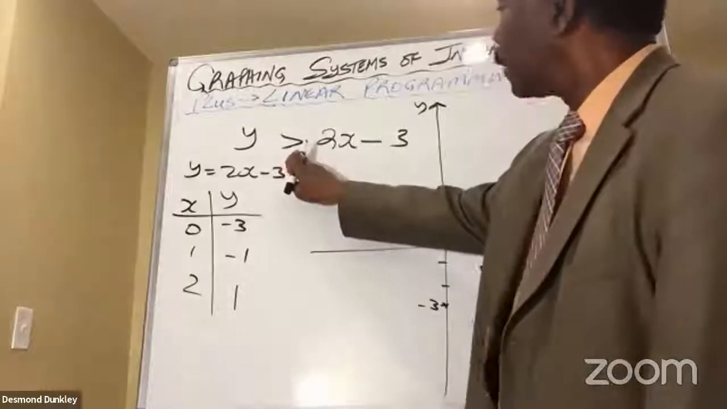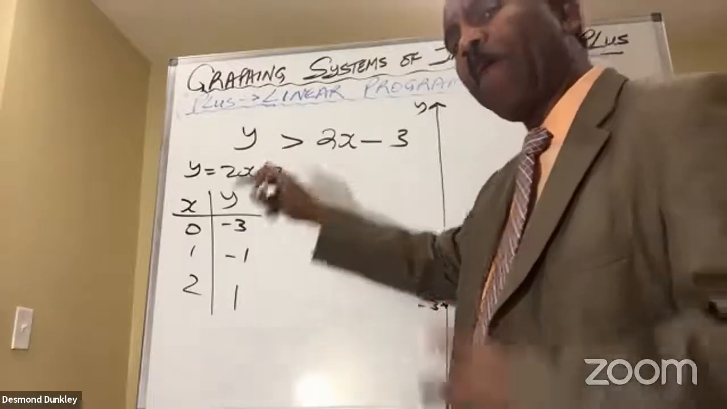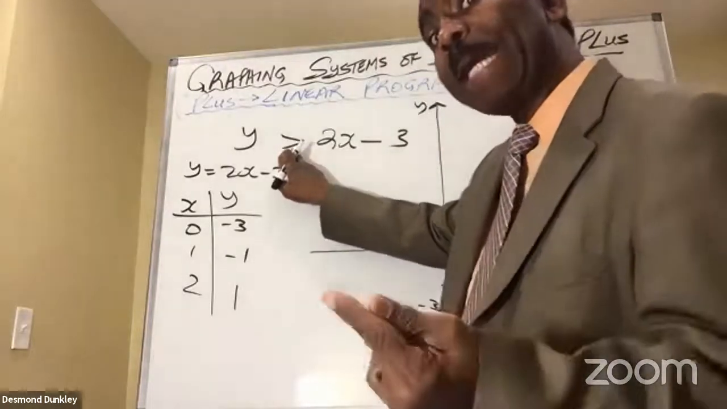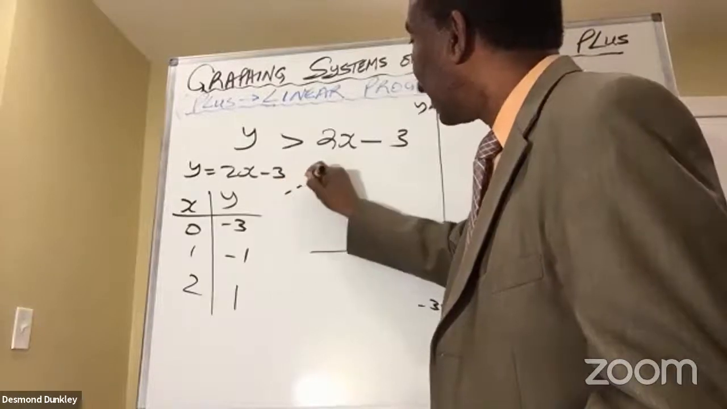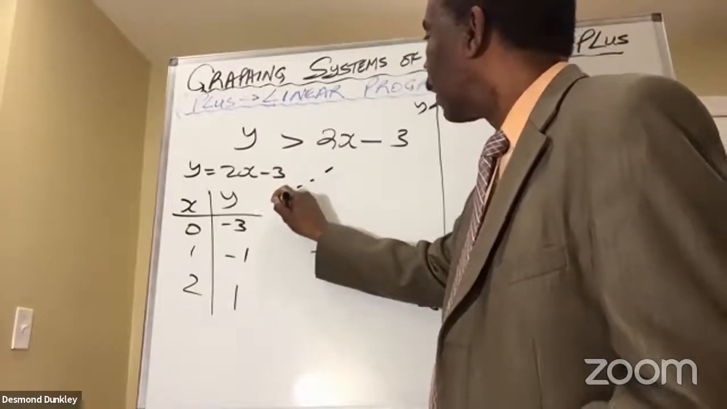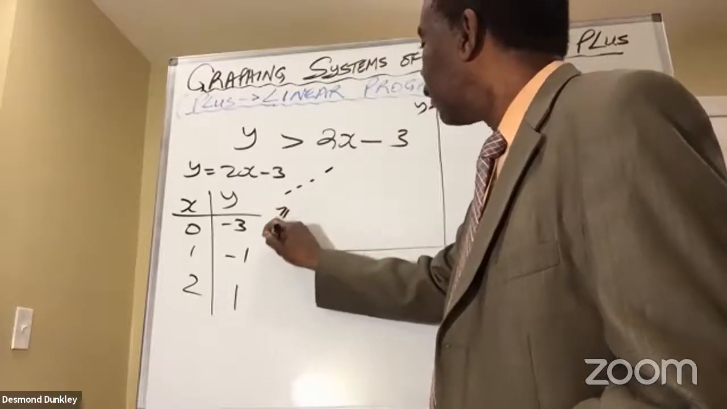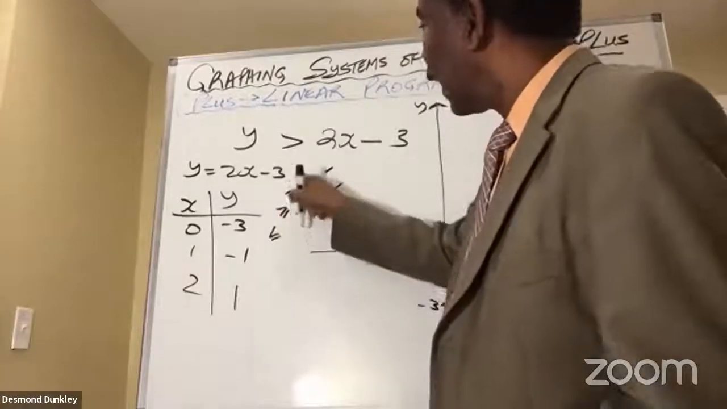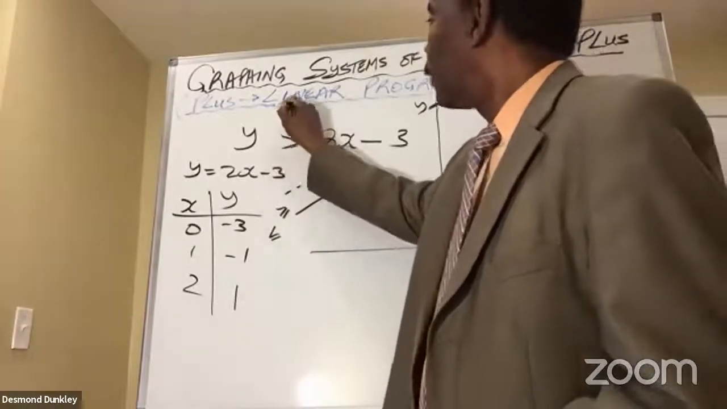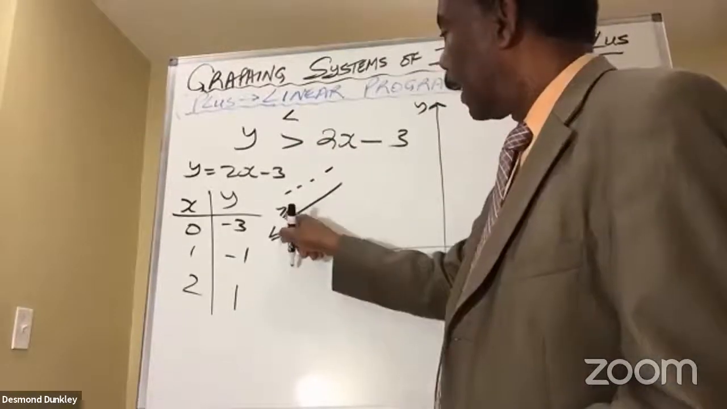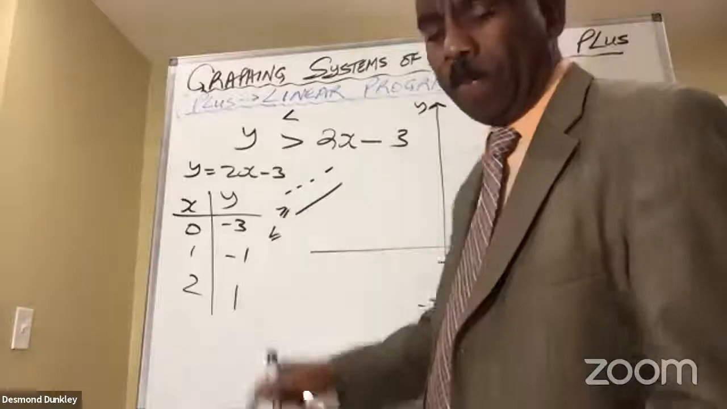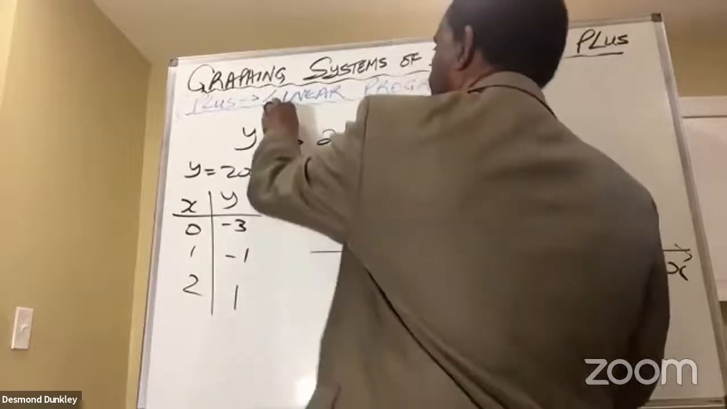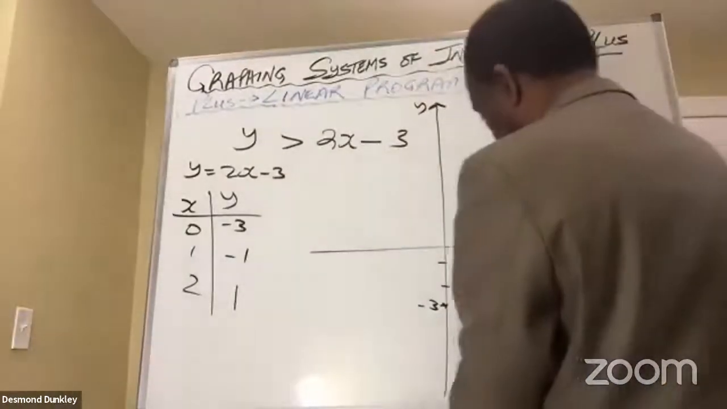Now it says that it's strictly greater than, so from our session last time, we discovered that if it is strictly greater than or strictly less than, we use a dotted line. Whereas if we saw greater than or equal to or less than or equal to, we would use a solid line. So we use a dotted line if it is strictly greater than or strictly less than. But if it is less than or equal to or greater than or equal to, we use a solid line. So in this case, we're definitely using a dotted line. Here we go. Again, it's just a sketch.